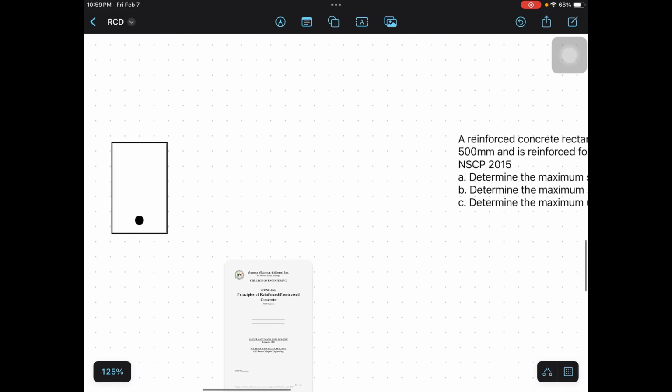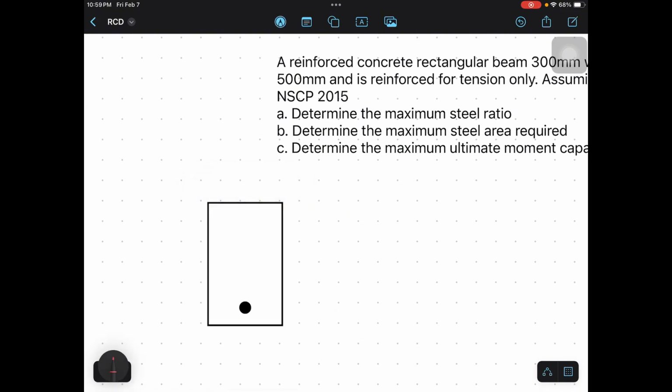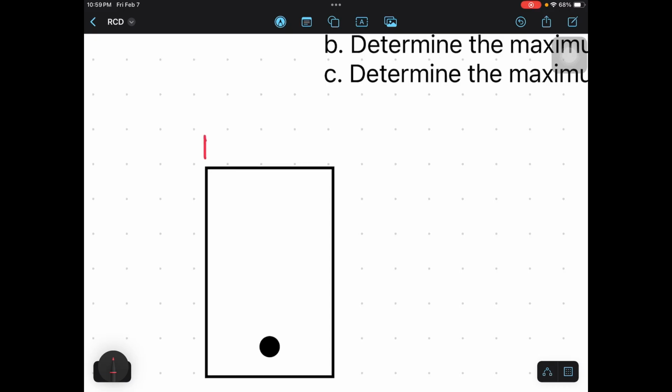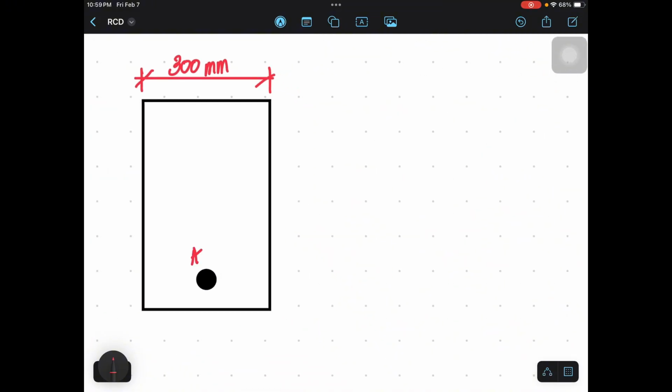Okay, so if we're going to illustrate the given, we have a width of 300 millimeter, and then the effective depth with reference to our area of reinforcements, taken from the centroid of the section, of 500 millimeter.